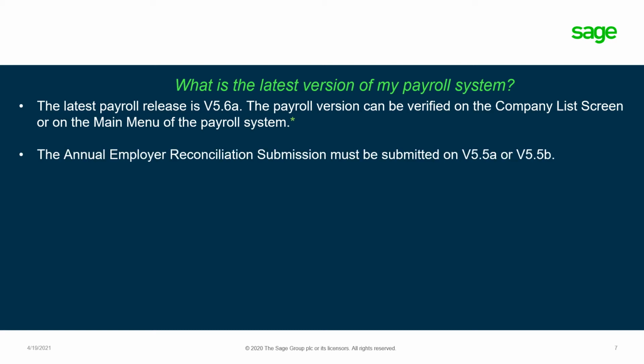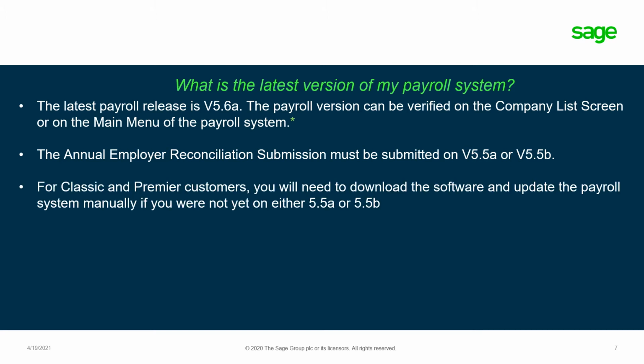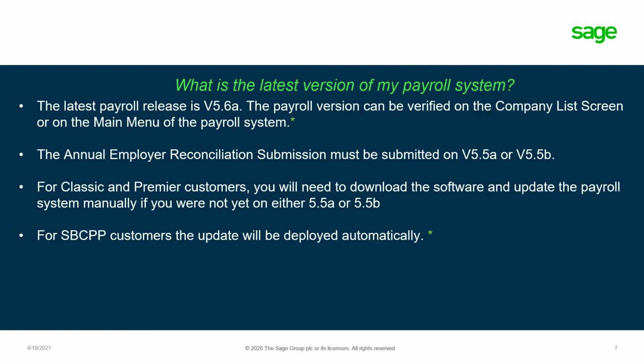The annual Employer Reconciliation submission must be submitted on version 5.5a or 5.5b. For Classic and Premier customers, you will need to download the software and update the payroll system manually if you were not yet on either 5.5a or 5.5b. For Sage Business Cloud Payroll Professional customers, the update would have been deployed automatically. The system will update automatically once you access the system and select the option Update Now.